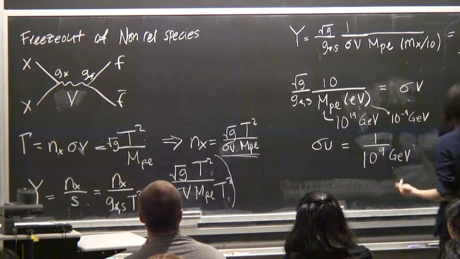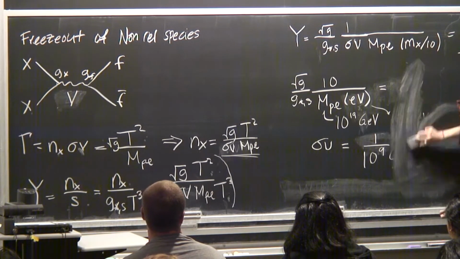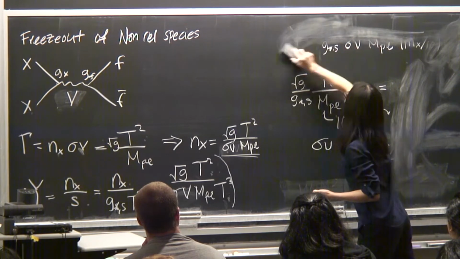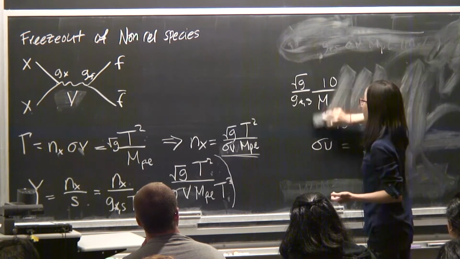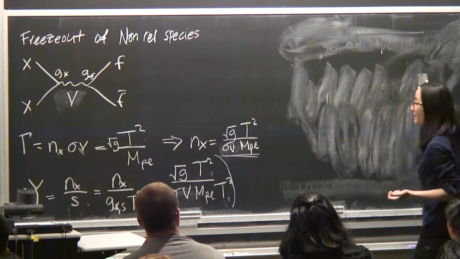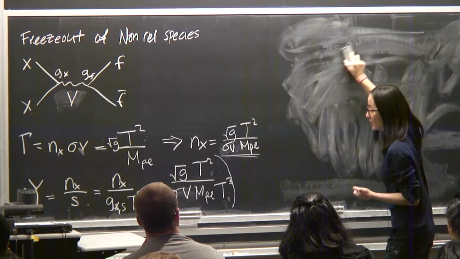And this has been one of the big motivations for sub-GeV dark matter, because it implies the existence of this new light mediator, that also has all sorts of experimental and observational implications.